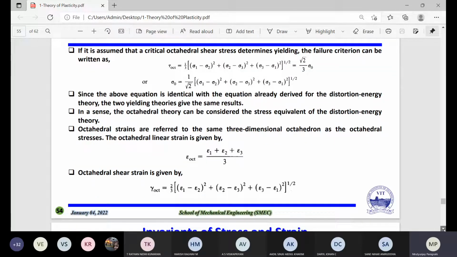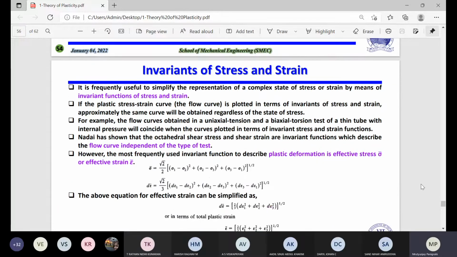Similarly, another one: invariant stress and strain. So what is actually invariant stress and strain? It is frequently useful to simplify the representation of a complex state of stress or strain by means of invariant functions of stress and strain. For example, if you have a complex set, maybe in the exam sometimes, when you cannot calculate in a proper way, then it is very difficult.